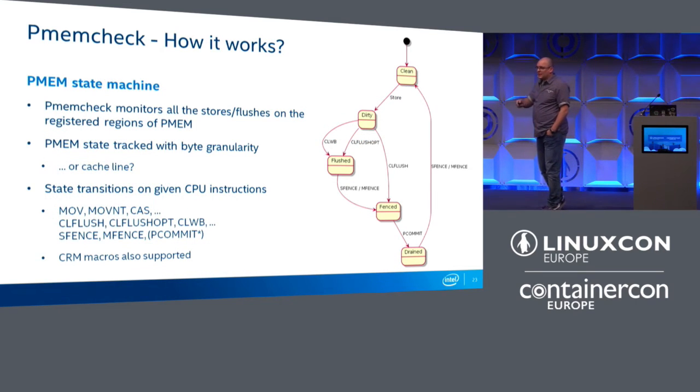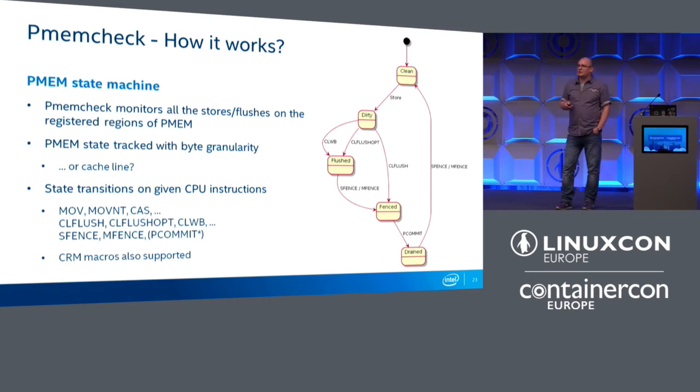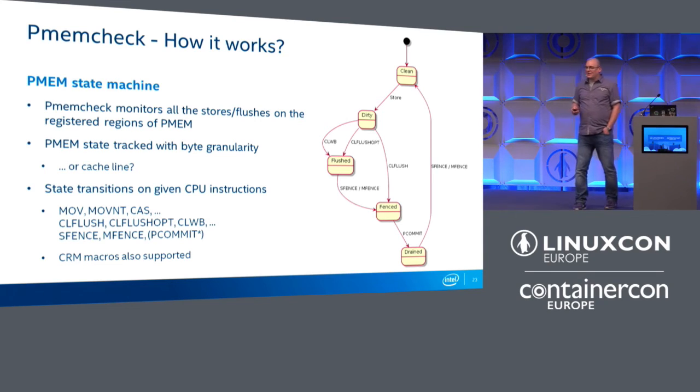To track whether the flow of the data is correct, we implemented a simple state machine where each memory location, like a byte of the persistent memory region, could be in some four or five states. Actually, because of the pcommit deprecation, this is gone. It's not necessary here. So when you do the flush and then the fence, it goes directly to the clean state. And as I said, we track the state per byte.